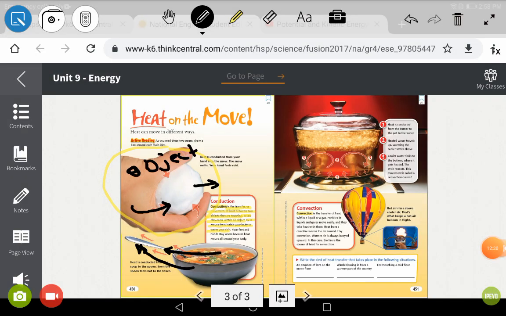Now the other method, which is convection, is a transfer of heat within a liquid or gas. Particles in liquid and gases move easily and they take heat with them. Now let's explain those examples about convection. And this is an example right here.